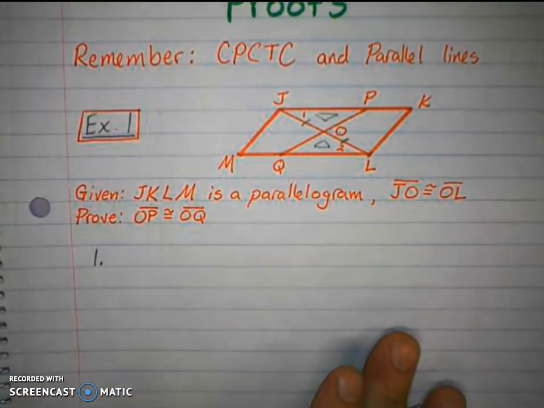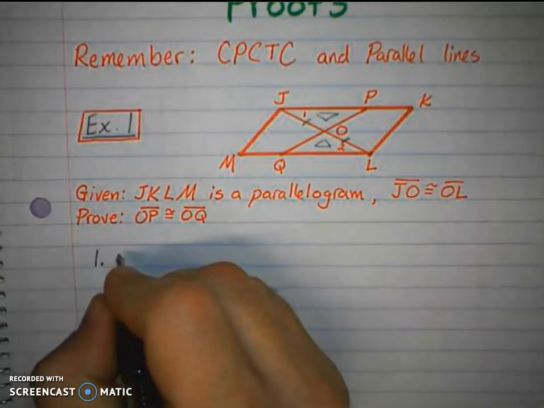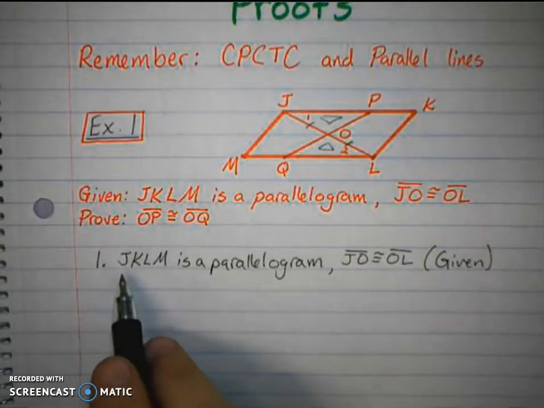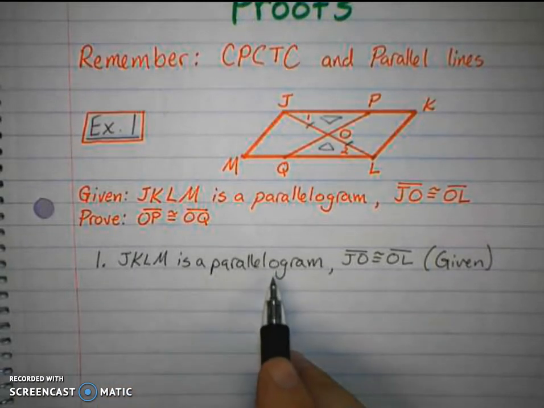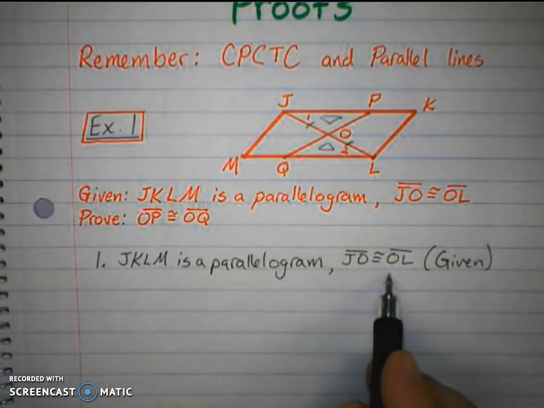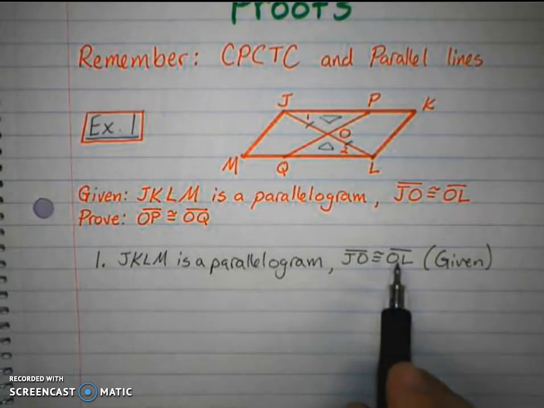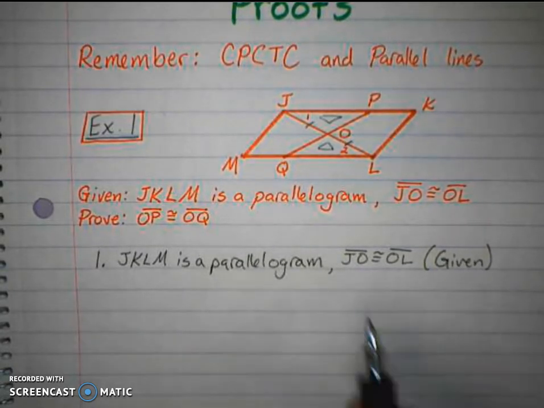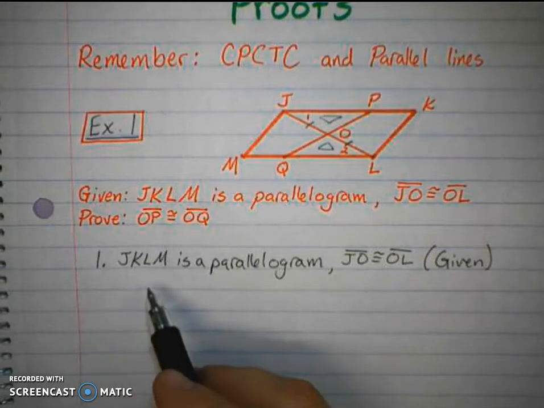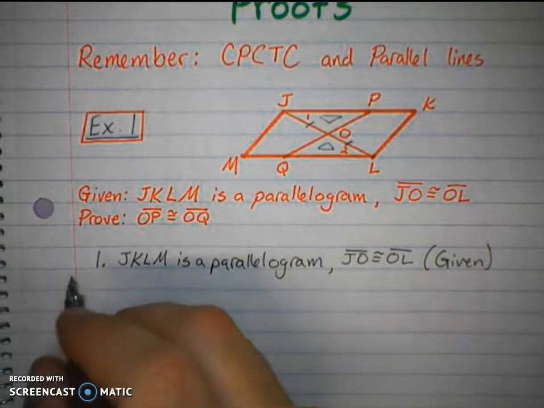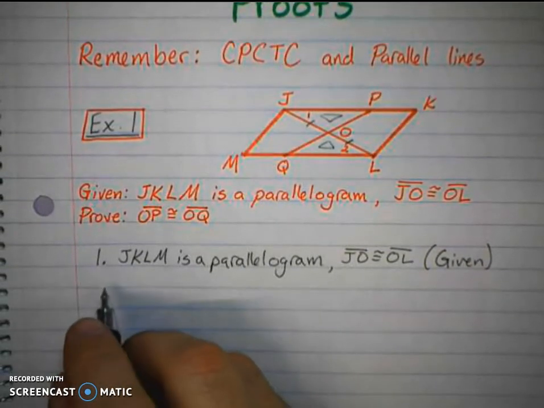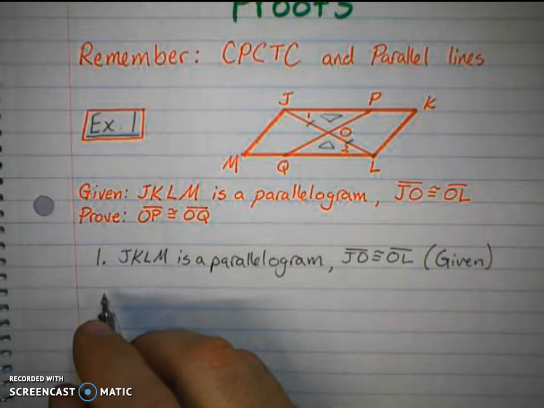So I want you to write that down. Okay, you can copy down JKLM is a parallelogram. And then also JO is congruent to OL, all because it's given. We can go back to putting our given information all in one line here. You could split it up, but you don't have to. We can shorten the proof if we combine them. Again, if I'm going too fast through any of this, make sure you're pausing the video so you can copy it down as we go.